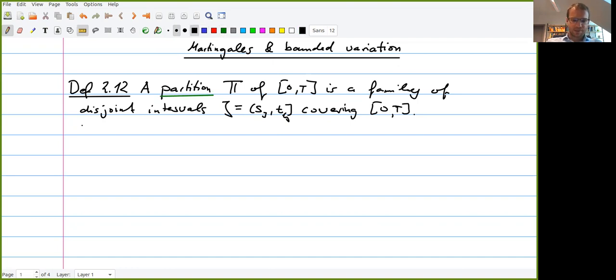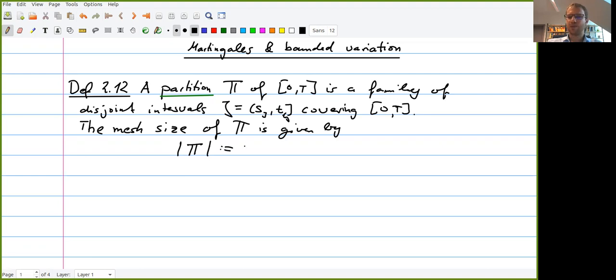Okay, and then every partition has a mesh size. So the mesh size of such a partition Pi is given by, well, the mesh size just means it's the length of the widest small subpartition. So you take the supremum over all these half open intervals, which are part of my partition Pi, and you measure the length of these half open intervals by taking the difference of the endpoints.